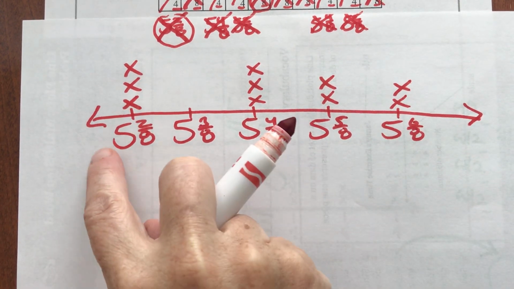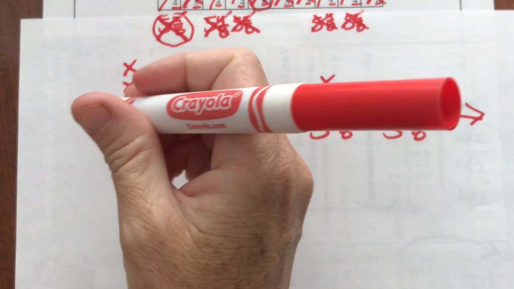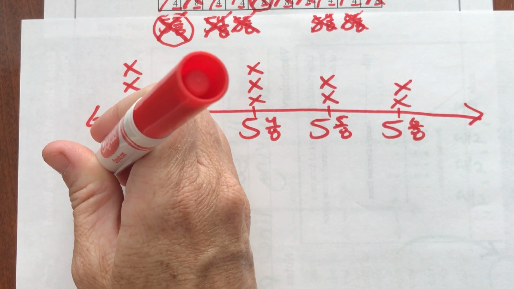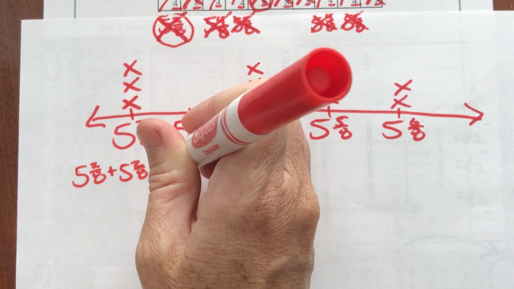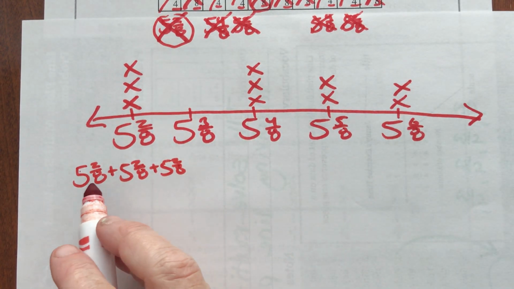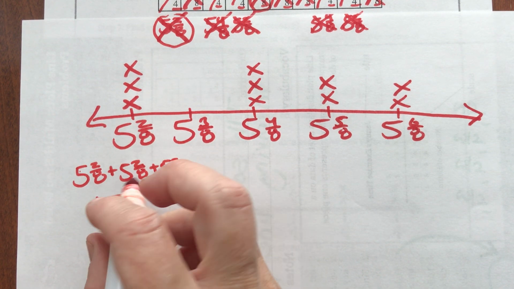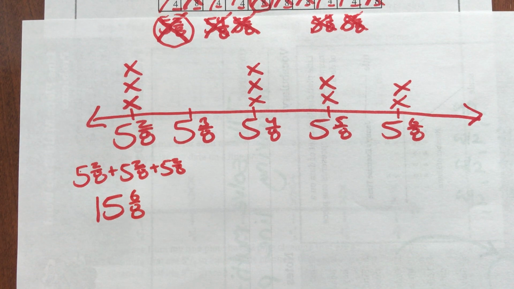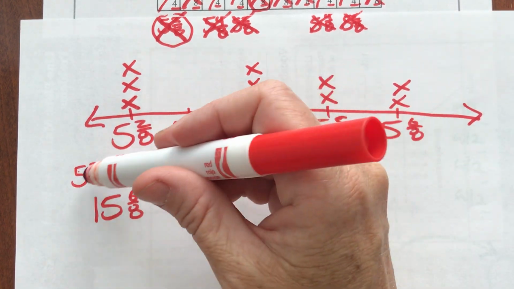So if I had 5 and 2/8 and I have 3 of them, what does that actually equal? Well, let's think about it. That means you have 5 and 2/8 plus 5 and 2/8 plus 5 and 2/8. So really you have 15, and when I add fractions, I only add the numerators. So 15 and 6/8. I could probably have done that without having to do this part.